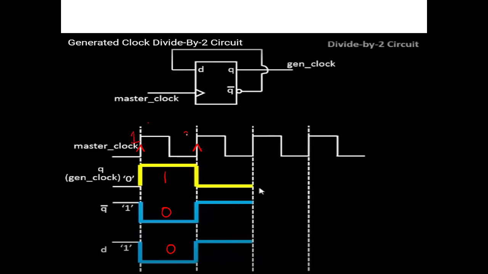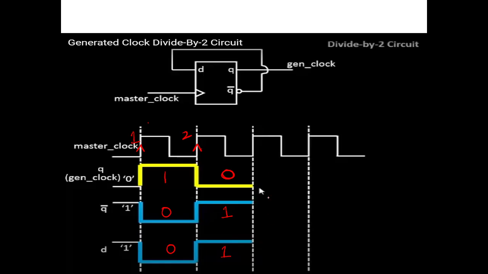During the second clock edge, D is connected to Q, so Q becomes 0. As Q becomes 0, Q bar becomes 1, and D also becomes 1. Why? Because Q bar is connected as the input to D.